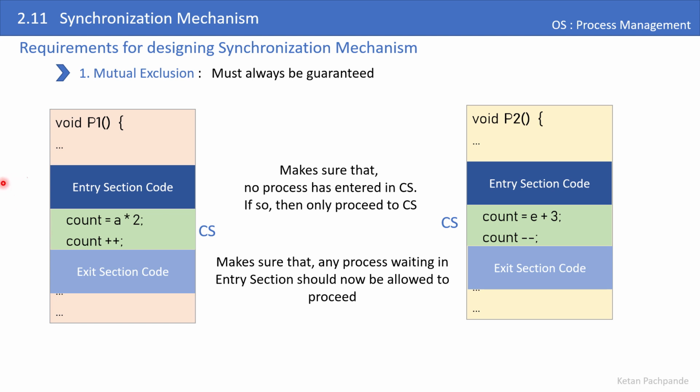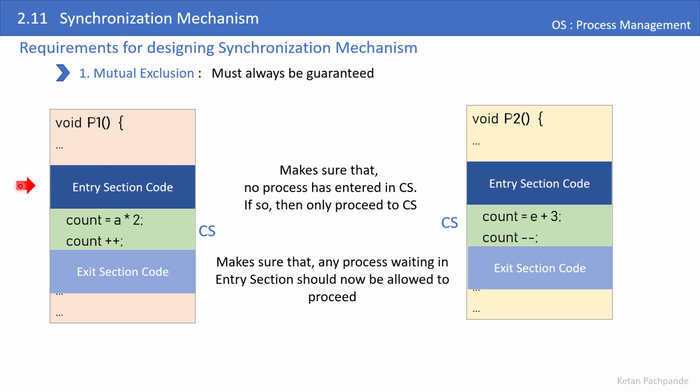Let me take the program counter here, which starts the execution of P1. So it has first executed some non-critical section code, and now it has reached the entry section code. This code, by the way, we have to design now. That's what we are going to learn in the next sessions.